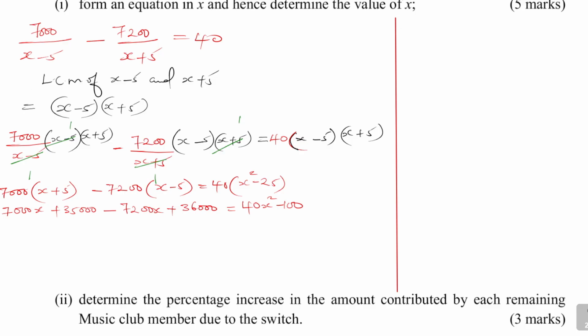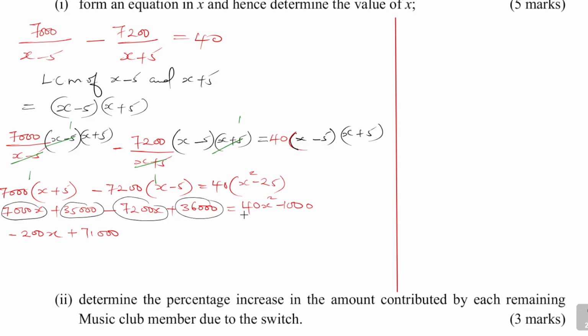So when you look at this one, for instance, 7,000 subtract 7,200, that will give negative 200x. And then this one is 1,000. Before I forget, this is 1,000 here. And then we have 35,000 plus 36,000. That will give 71,000 like that.